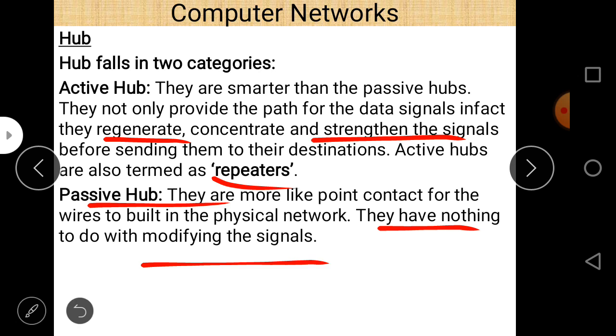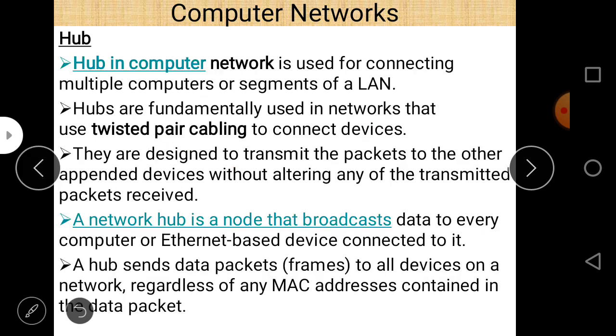So this is all about hub. Three points are very important regarding hub. First of all, hub is a computer network device, and it is used basically for twisted pair cabling. And using a hub, we can connect multiple computers or different segments of a LAN. And it is a non-intelligent device. It means it broadcasts the data to different computers connected to the hub, and it doesn't use any MAC address.